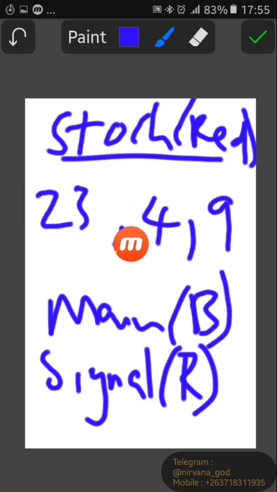These are the parameters, right? And then the main line is the same as the background. If your background is white, it's also white. If it's black, it's also black. The signal line is red, right?